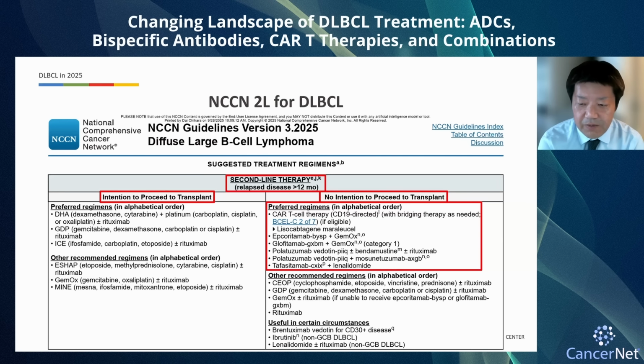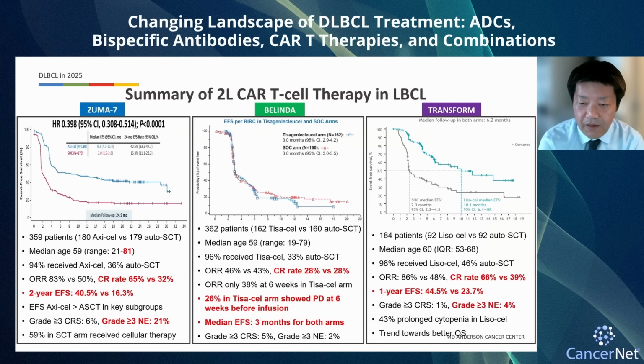The key question remains whether the patient's disease, the lymphoma, is still chemosensitive or not. But unfortunately, we cannot determine that until after we start the chemotherapy. So that remains the challenge of these late relapse patients.